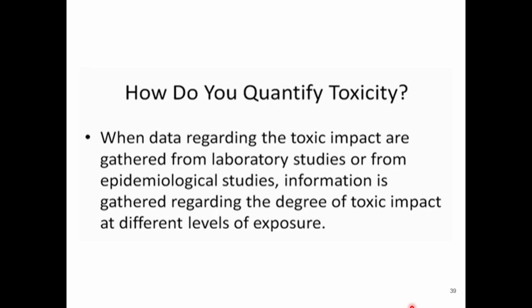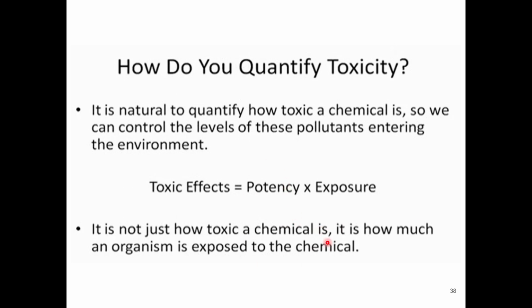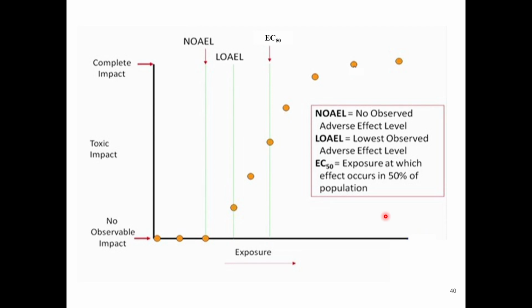When data regarding the toxic impact are gathered from laboratory studies or from epidemiological studies, information is gathered regarding the degree of toxic impact at different levels of exposure, so that we get an understanding of both. And this is basically a graph which is showing that.